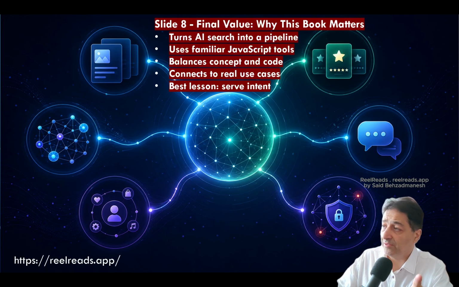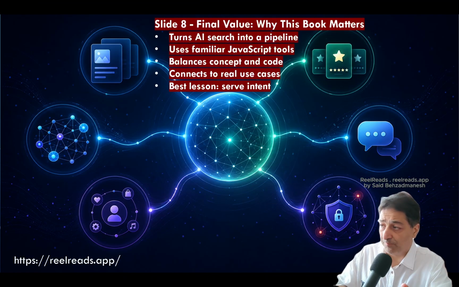I would recommend it to JavaScript developers who want to add semantic search to a real application. It is less suitable for readers who want a mathematically deep or research-oriented treatment. Its best message is practical and grounded. Intelligent search works only when the whole pipeline serves user intent.